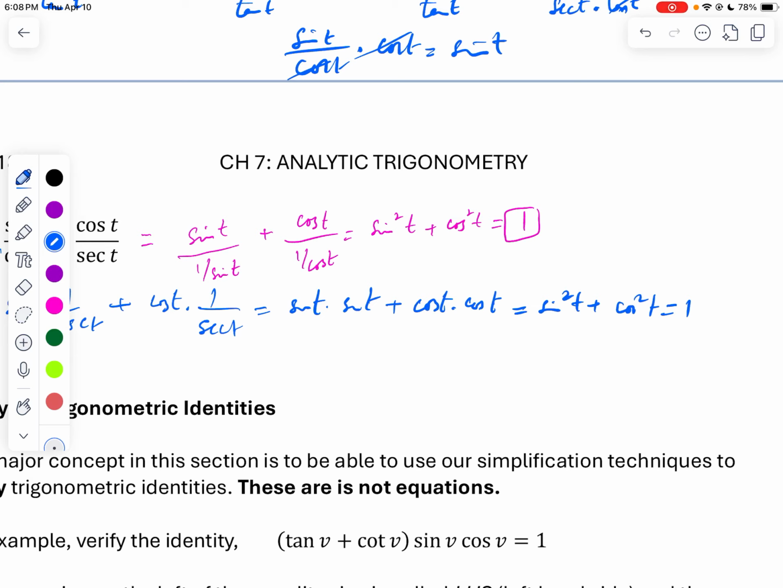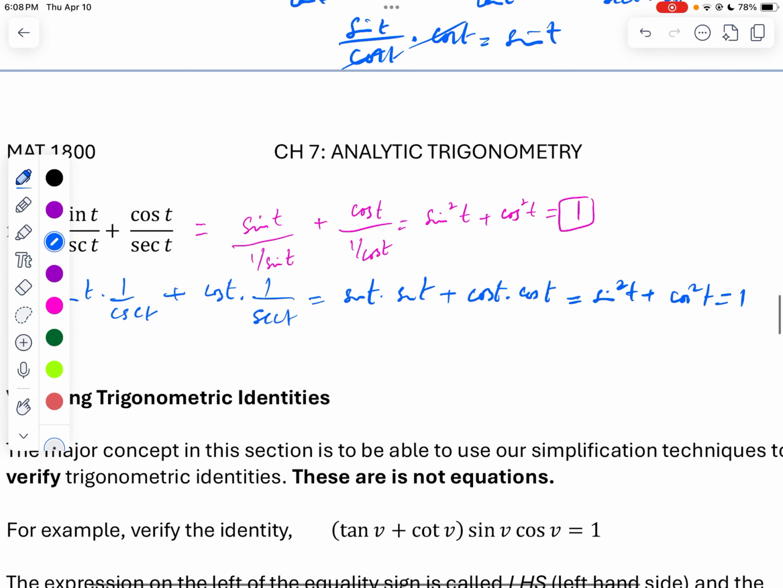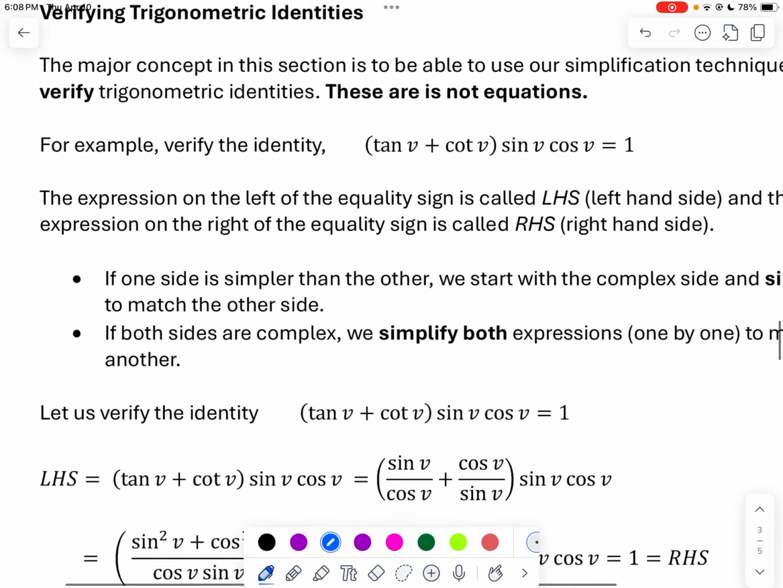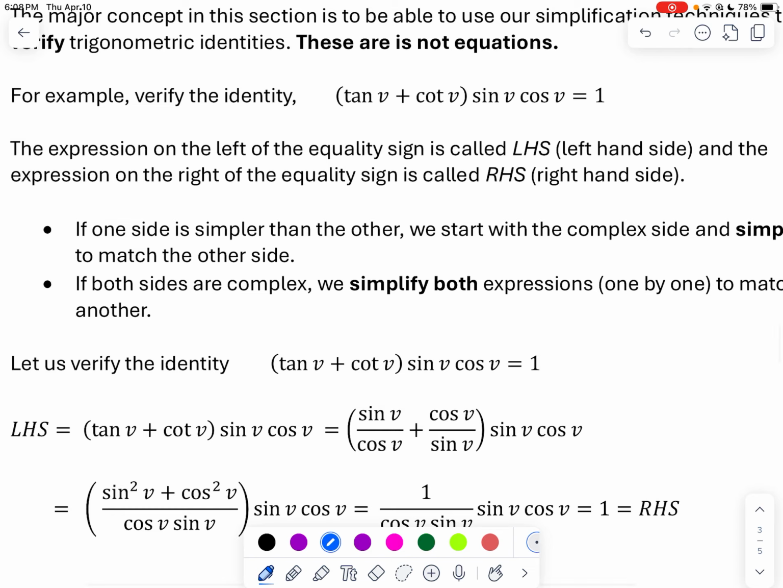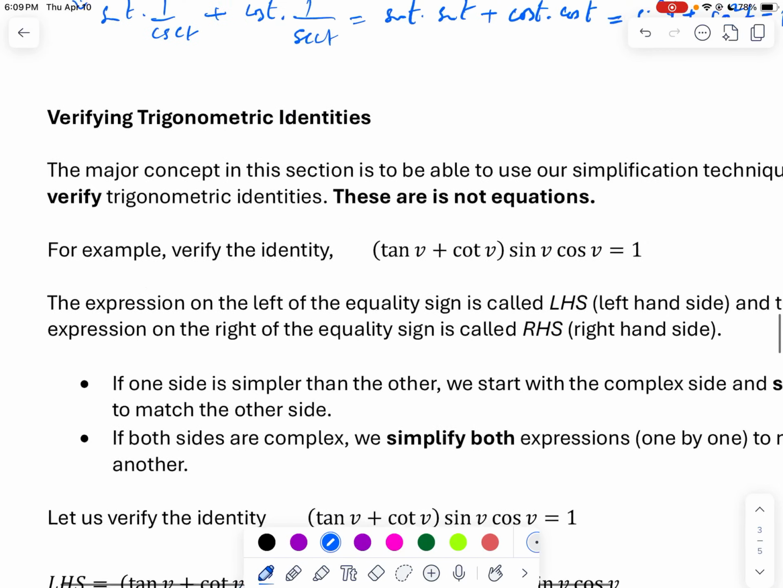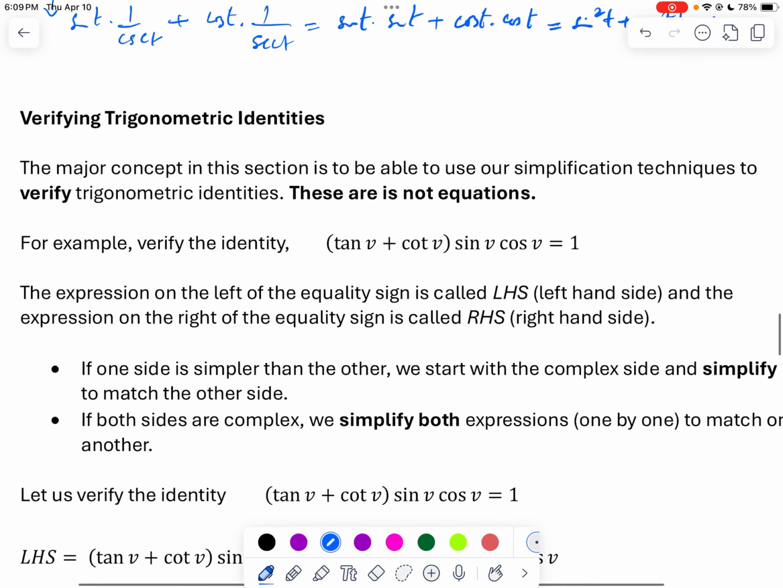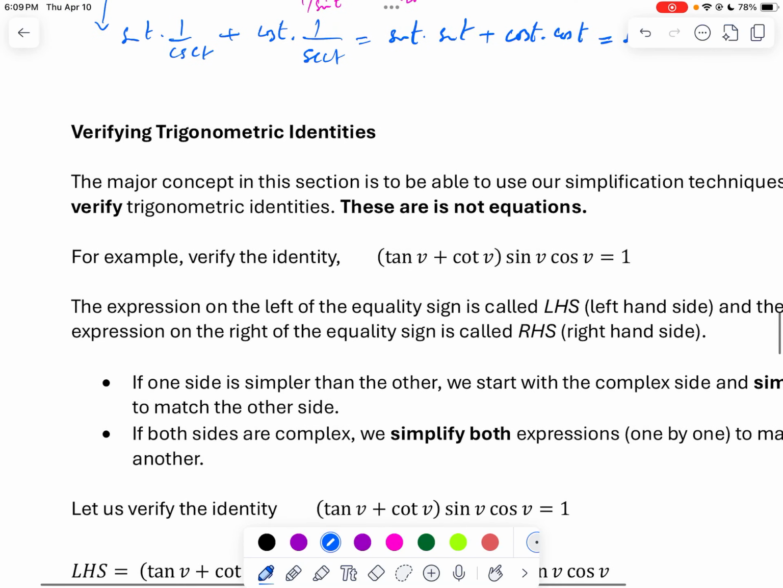So this is how you can simplify these identities. Okay. So the next topic is verifying these trigonometric identities. Just listen carefully to how we do this. The major concept in this section is to be able to use these simplification techniques that we just learned. We want to now verify trigonometric identities. Verify means we are checking or proving that this is true.